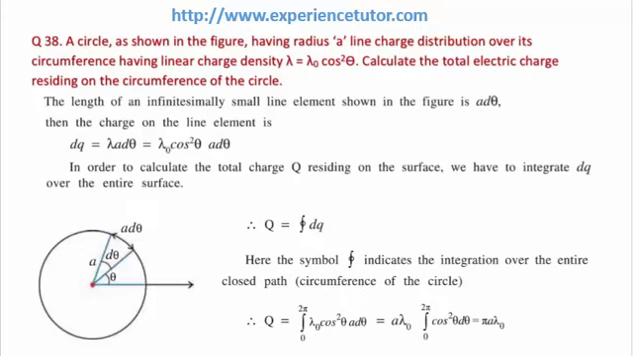In order to calculate the total charge Q residing on the circumference, we have to integrate dq over the entire circumference. Q is equal to integration of dq, which is equal to integration from 0 to 2 pi of lambda naught cos square theta a d theta. Taking a lambda naught out, the integration between 0 and 2 pi of cos square theta d theta is equal to pi. So Q is equal to pi a lambda naught.